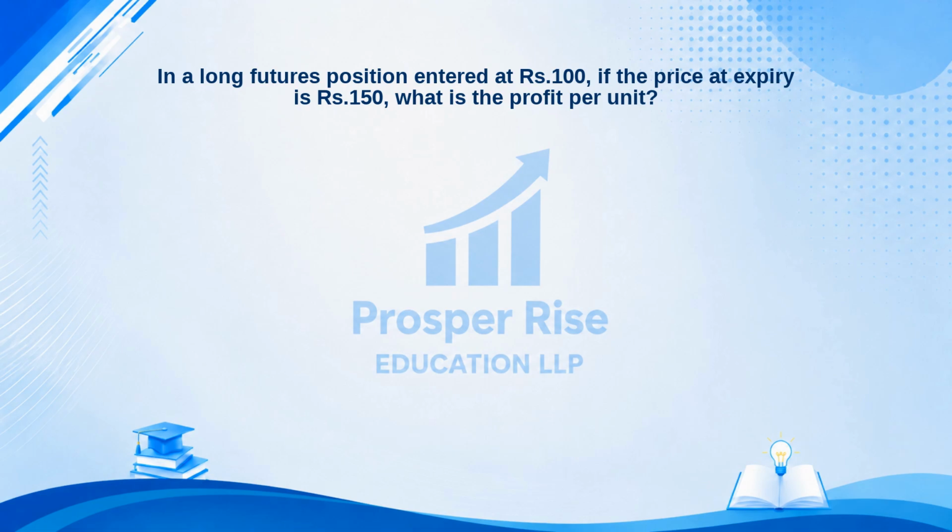In a long futures position entered at rupees 100, if the price at expiry is rupees 150, what is the profit per unit? Here are your options. A. Rupees 50. B. Rupees 100. C. Rupees 150. Or D. Rupees 30. Take a moment to pause the video and decide.